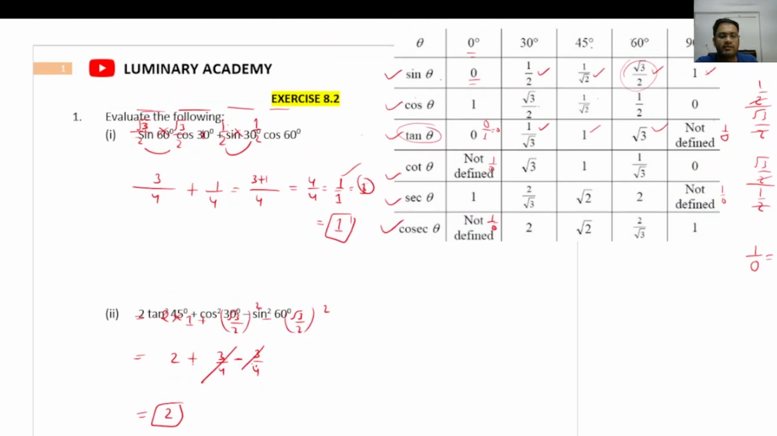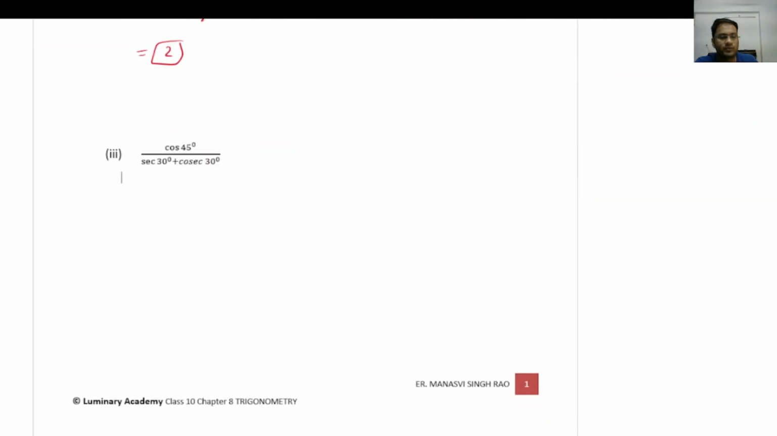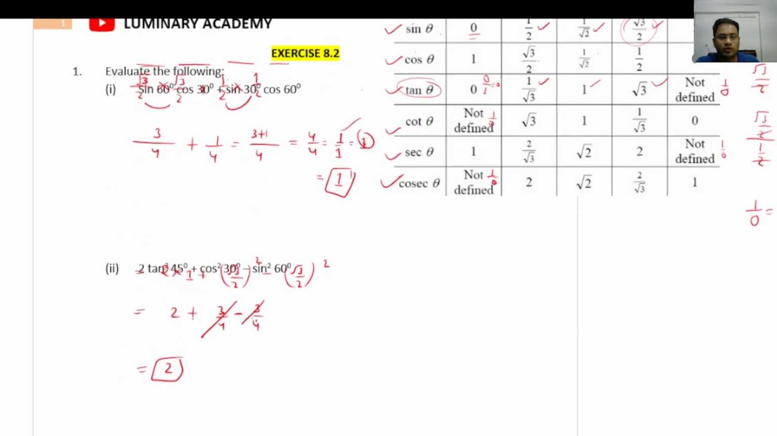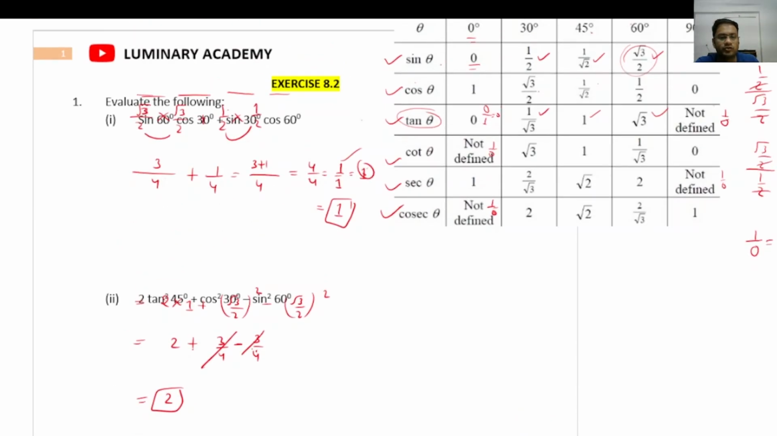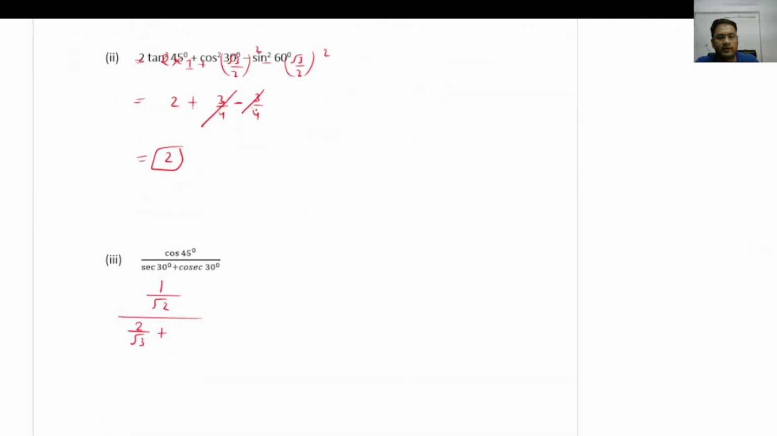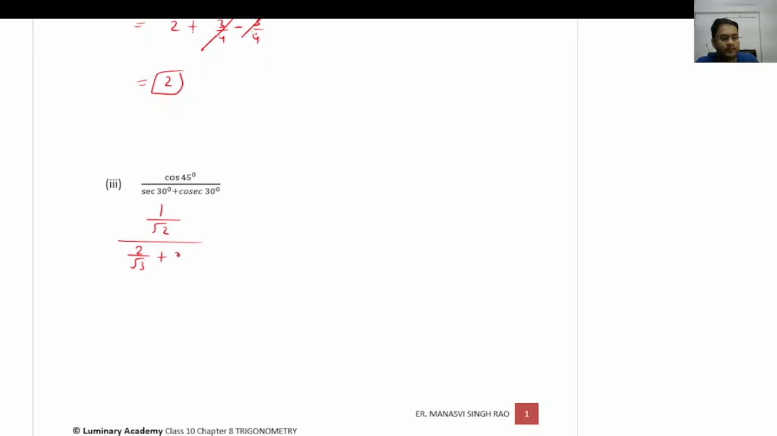Cos 45 will become 1 by root 2. So this will become 1 upon root 2 upon sec 30. I think sec 30 is 2 by root 3, and cosec 30 I think it will be 2. Cosec 30 will be 2, right? So this will become 2. Now you need to take the LCM in the denominator. So how will you take the LCM?